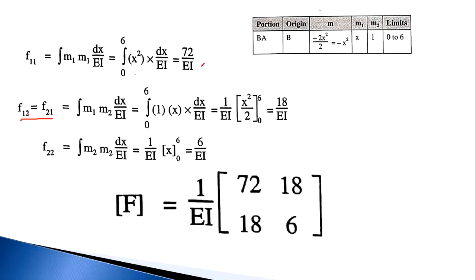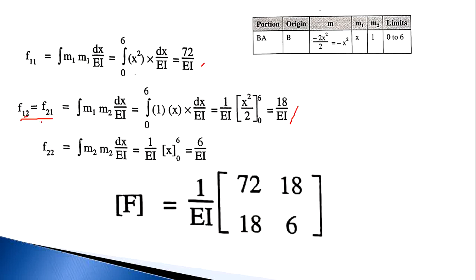Then next, F12 is equal to F21 is equal to integration of M1 into M2, because I want to find out F12 and F21, which means you just multiply M1 and M2. Integration of M1 and M2 dx upon EI, limits are 0 to 6. M1 becomes x, M2 becomes 1. So 1 into x dx upon EI is equal to 1 upon EI, x square by 2, and the upper limit is 6, lower limit is 0. So by solving this equation, we got 18 upon EI. This is the F12 or F21 value.